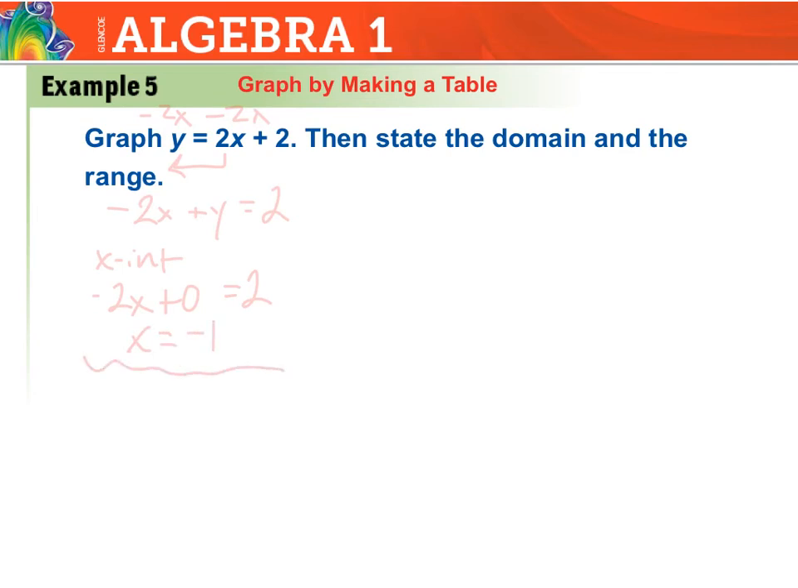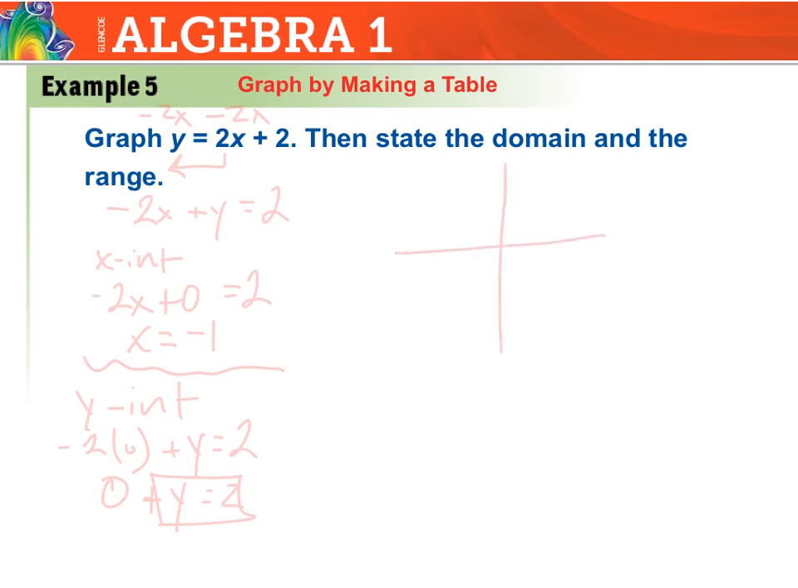Fantastic. Y-intercept. Again, just replace x with 0. So now it's negative 2. All right. People are texting me all over the place. Negative 2 plus y equals 2. Sorry, negative 2 times 0. So this turns into 0 plus y equals 2. And there you go, y equals 2. So we're going to make a graph.